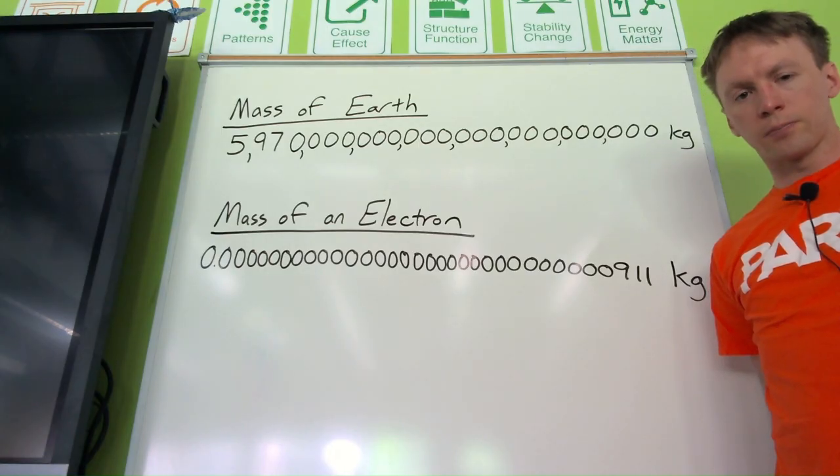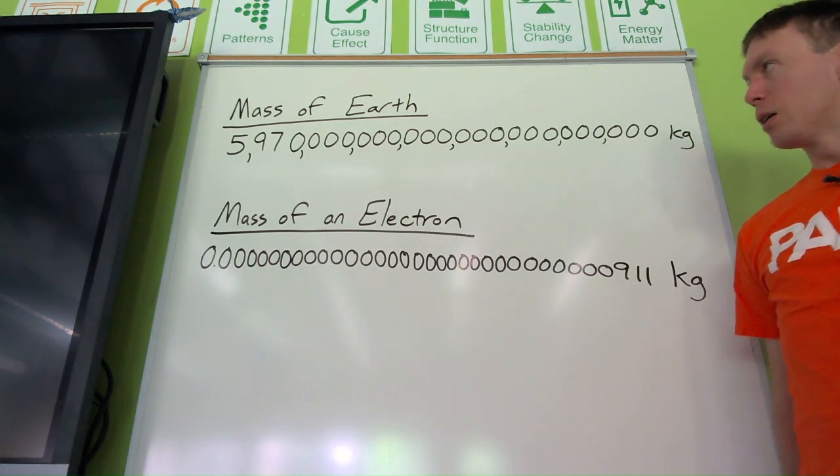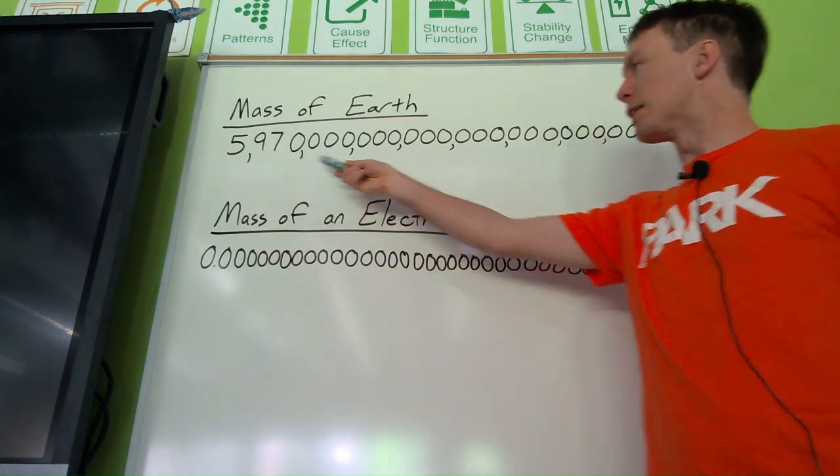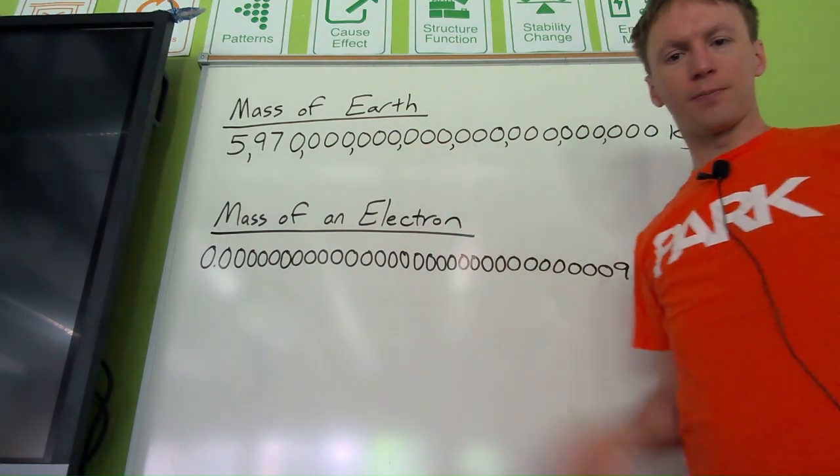In science, sometimes we deal with really, really big numbers. For example, the mass of the Earth is this many kilograms. That's a lot of zeros.